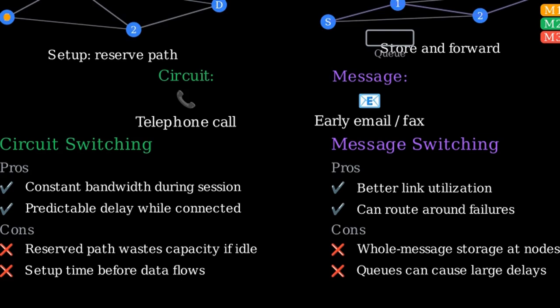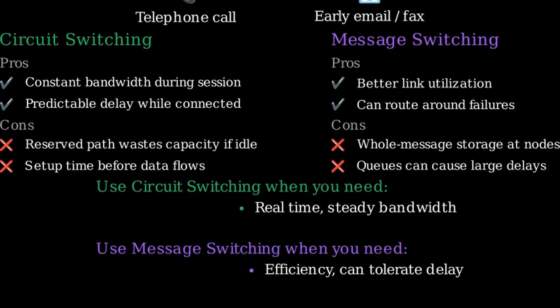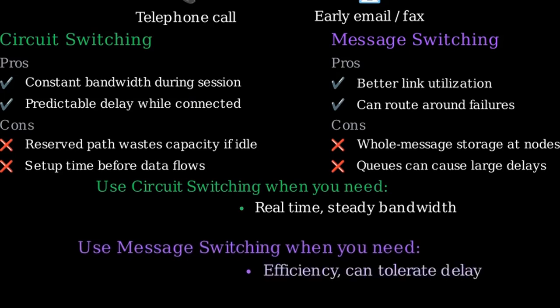So when should you use which? Choose circuit switching when you need a steady, real-time connection, such as a voice call or live audio. Choose message switching when some delay is acceptable and you want efficient use of the network, such as sending documents or batch data. To recap, circuit switching locks a lane for you end-to-end, smooth and predictable while it lasts.